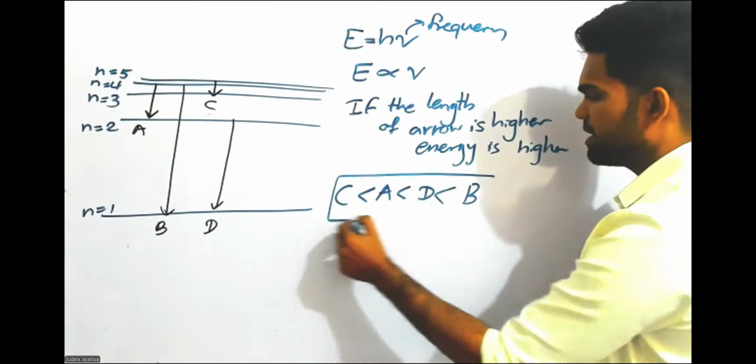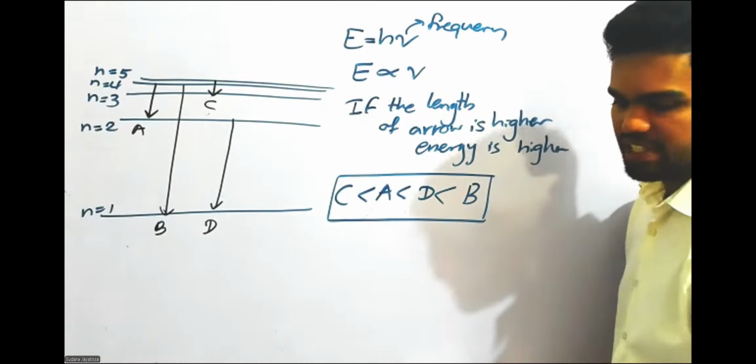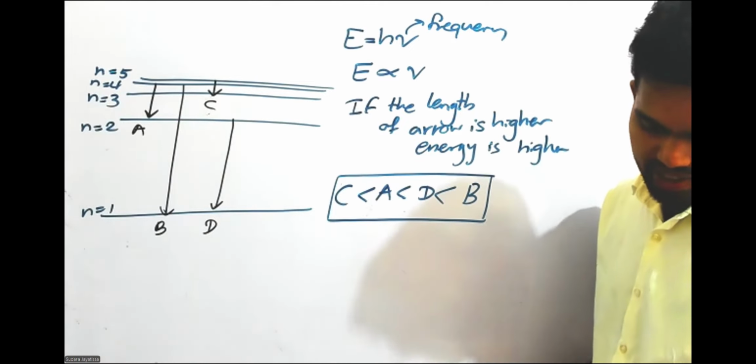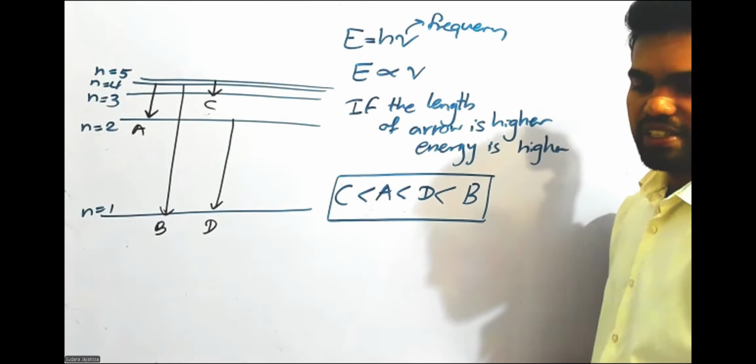So this must be the order of variation of the frequency. CADB, the answer is answer 3. Okay, is that clear, Lama?